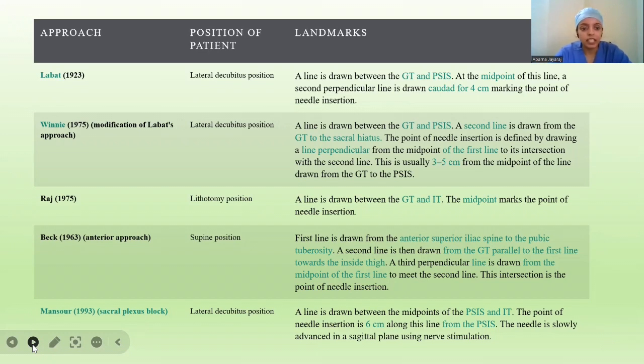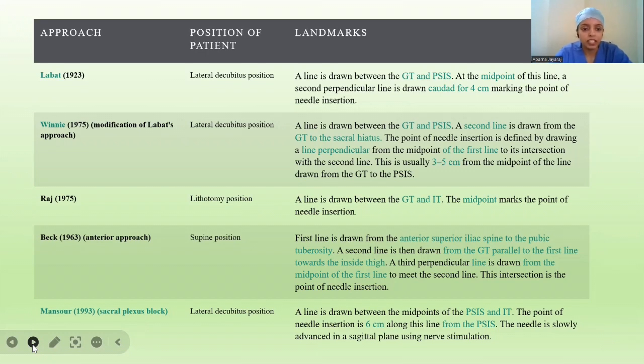Next, there is Raj's approach, in which the patient is kept in a lithotomy position. The leg is flexed at the hip and the knee joints, and the GT and IT are palpated. A line is drawn between the greater trochanter and the ischial tuberosity, and the midpoint marks the point of needle insertion.